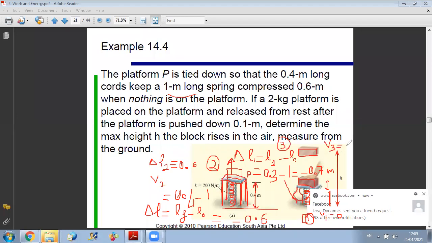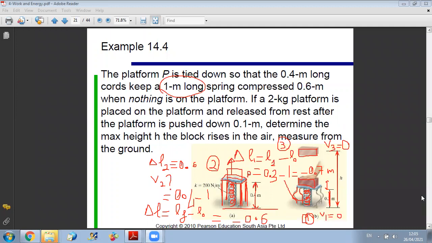And what is delta L at state 3? What is delta L of the spring at state 3? Did I change anything in delta L? No. Pay attention. The delta L was 0.06 and then minus 0.6, right? So from 2 to 3, did the spring change position? My spring didn't change position.